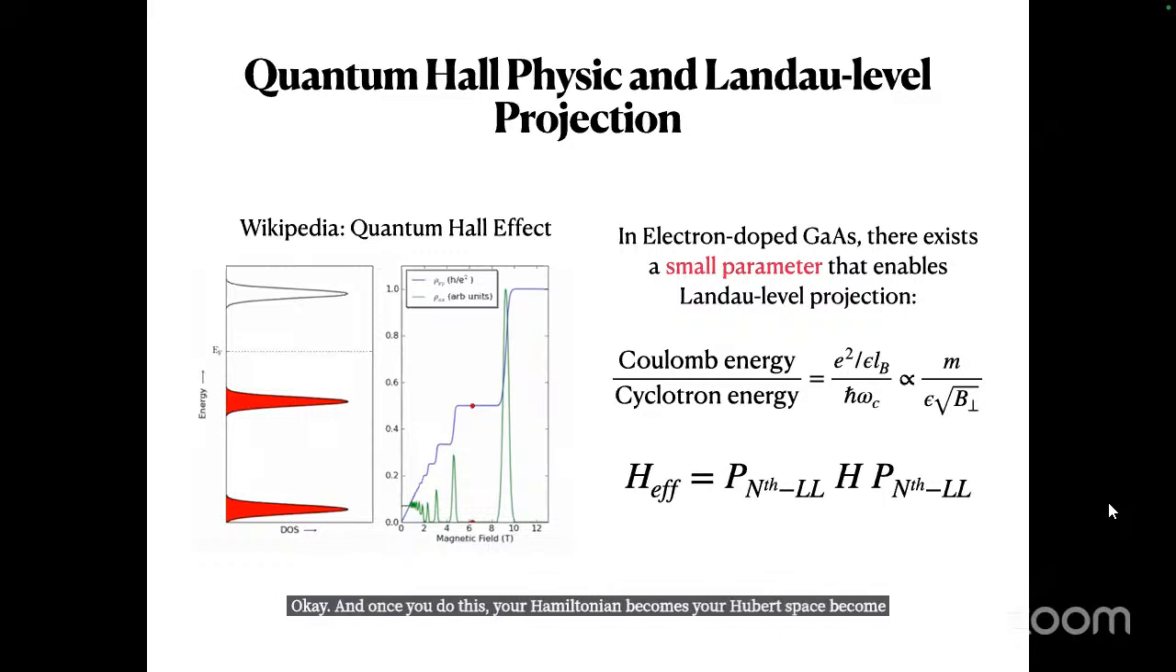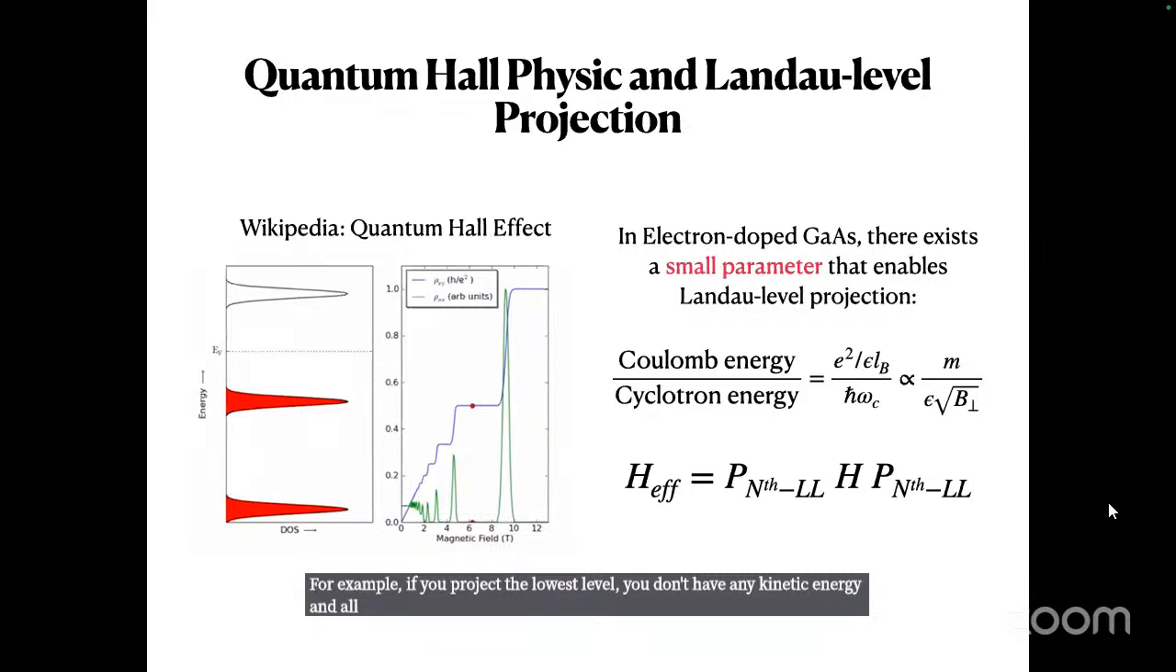Dramatically smaller, and it's very easy to study. For example, if you project to the lowest Landau level, you don't have any kinetic energy, and all you're left with is particles.